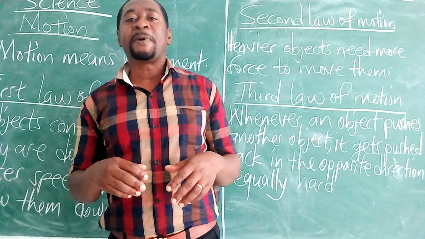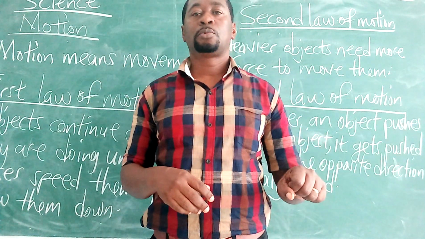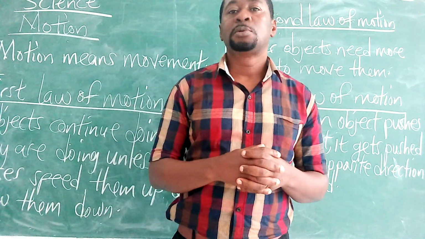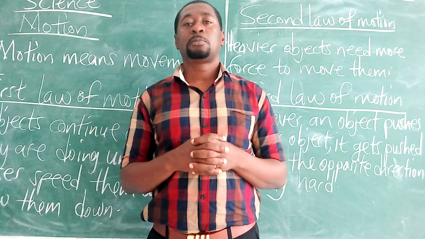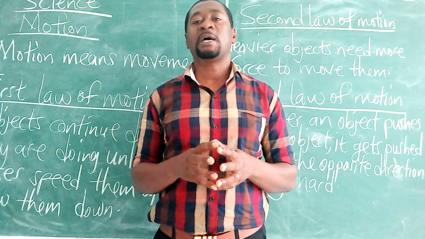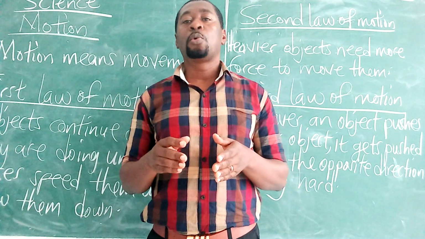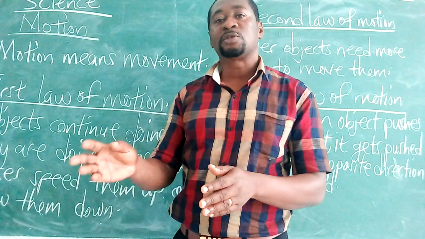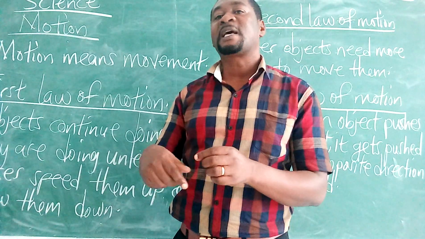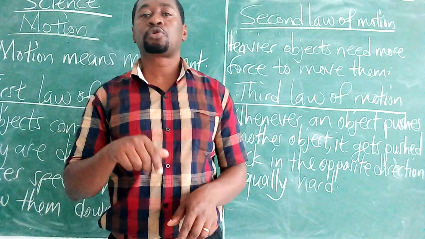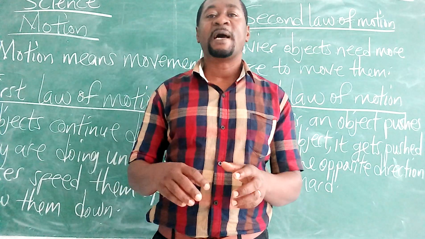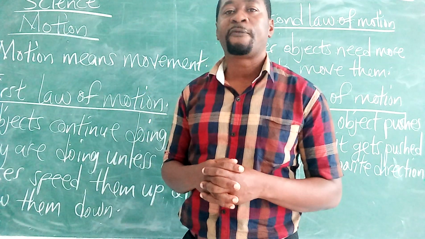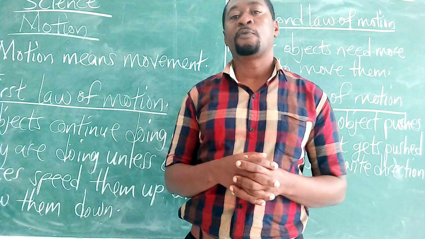Maybe the same person can also hold you, so that the speed at which you are moving will be slowed down. So any object, when it is doing what it is doing, another object can make it either speed up or slow down. That's the first law of motion.